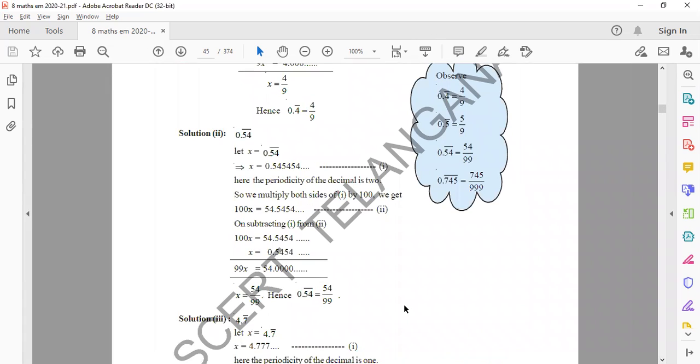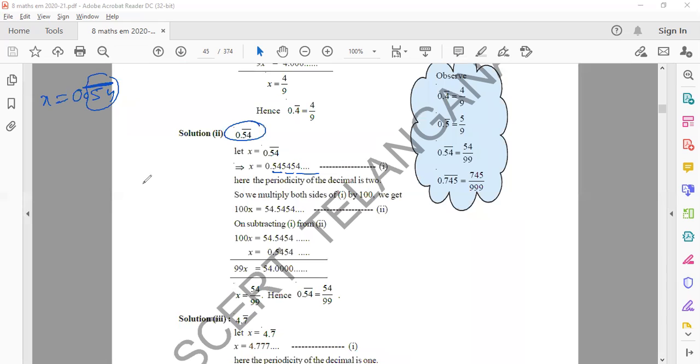Now let me take the second question. Now it is 0.54. Same question, 0.54, simple. This is 2 points. 54 bar, two terms are repeating. You can write the question: x is equal to 0.545454. Next, there are 2 points repeating.